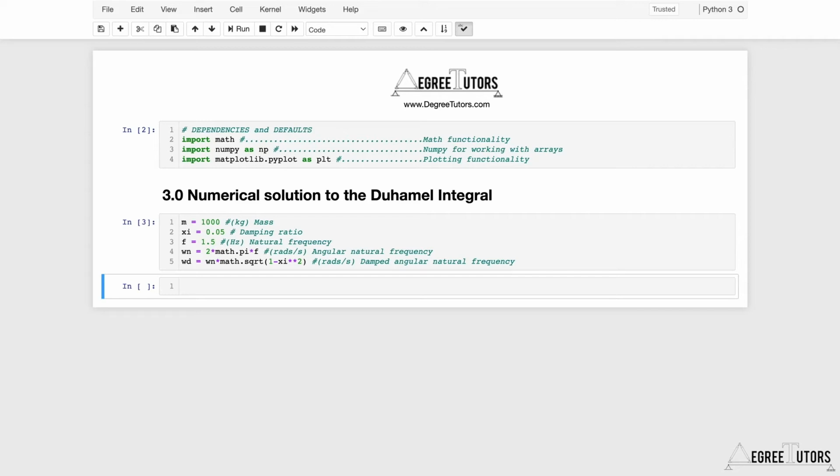Okay, excellent. So now we can go ahead and set up our force, right? Before we set up the forcing function itself, I'm going to set up a time vector, right? So I'm going to say the maximum simulation time here is going to be 20 seconds.